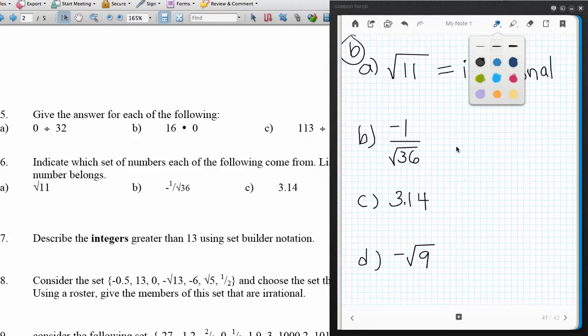Moving on to B. In part B, we have another radical. However, this one is not an irrational number. 36's square root is 6 because 6 times 6 is going to give you 36. And so this is negative 1 over 6. This is a quotient of two integers and therefore is what we call a rational number.